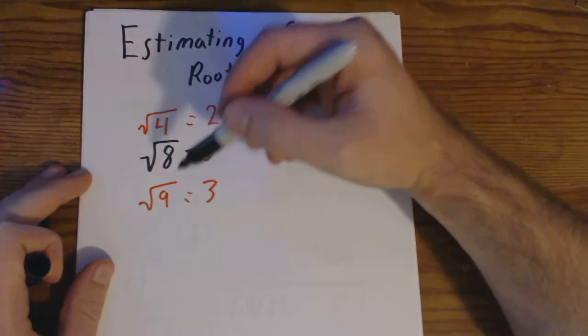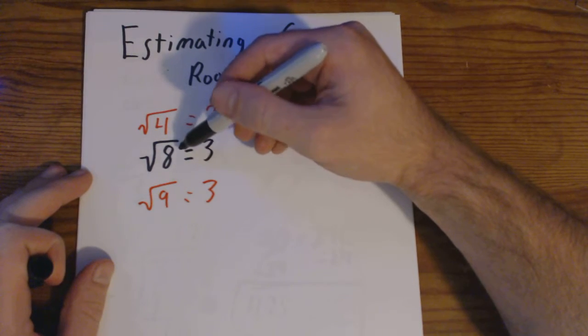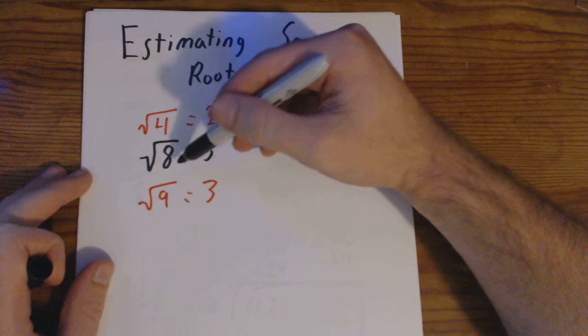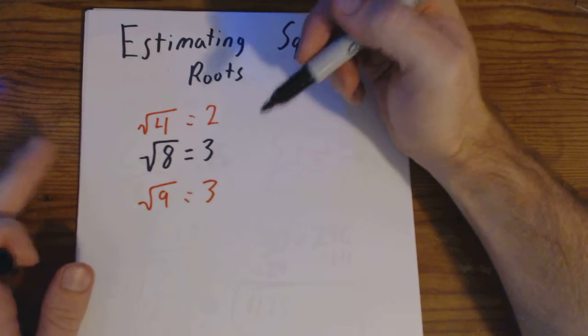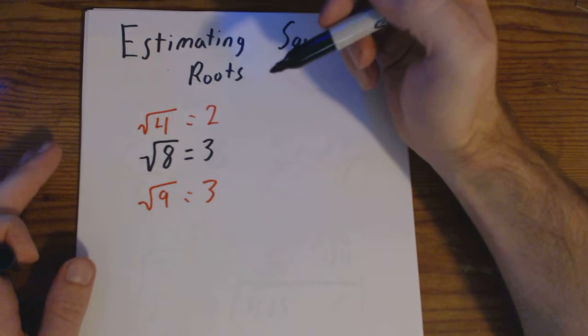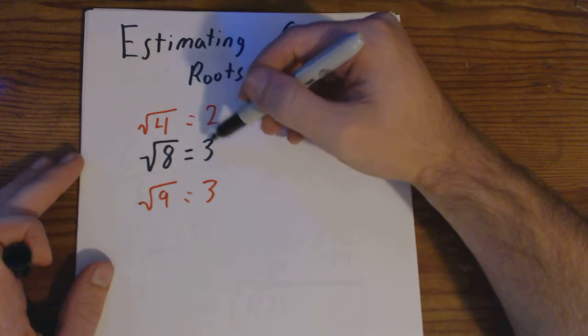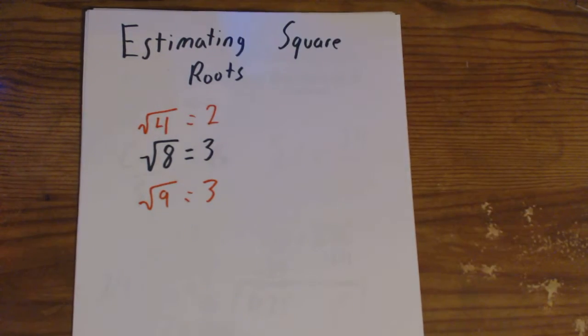Now we know that this number is going to be a little bit less than 3 because 3 squared would be 9. So if you're estimating to the first decimal place, you might say 2.9. Maybe that would be your guess. But if we're going to the nearest whole number, we're going to go to 3. This is essentially how basic estimating square roots is going to be.